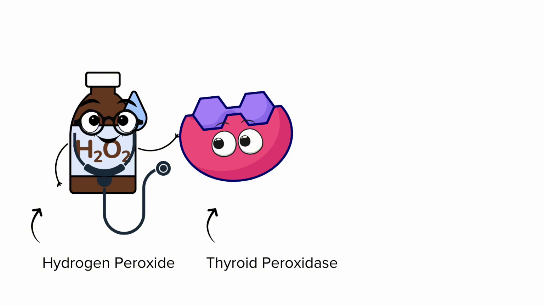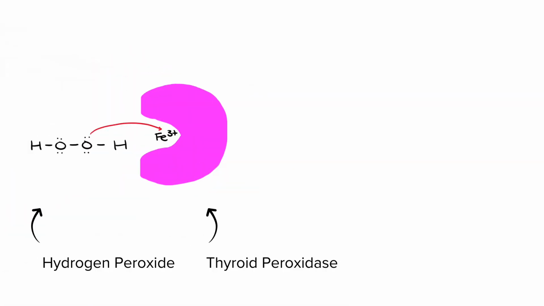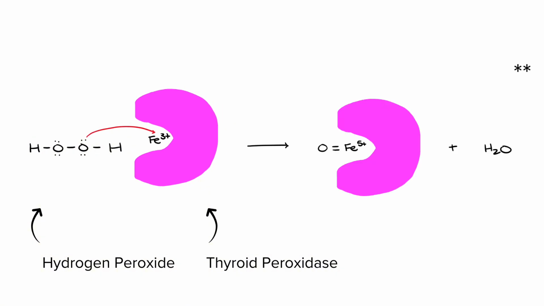As the TPO enzyme is a heme peroxidase, it can't oxidize the substrate without first being oxidized itself. That's where hydrogen peroxide comes in. One oxygen from the hydrogen peroxide binds to the iron atom in the porphyrin ring of the active site, resulting in the oxidized form of TPO and a water byproduct.